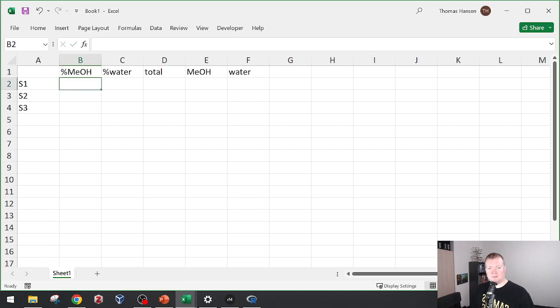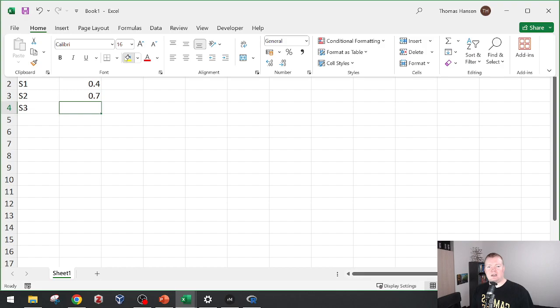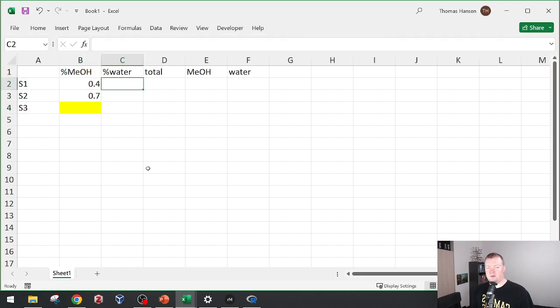And my water. Now, the percentages I've been given: in stream 1, I have 40% methanol. In stream 2, I have 70. In stream 3, I don't know how much there'll be, so I'm going to mark stream 3 as unknown. For the water, for all of the streams, I have 2 components, so the percentage is going to be 1 minus the other. And I don't care that the bottom one doesn't match right now.